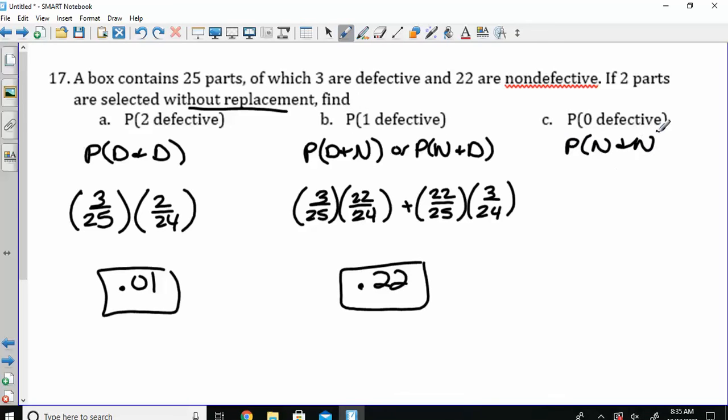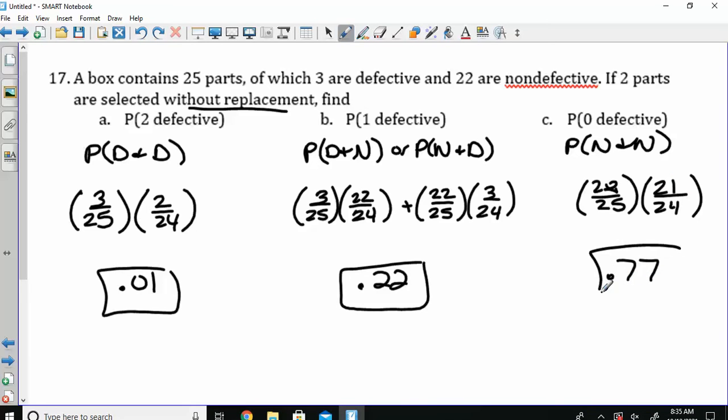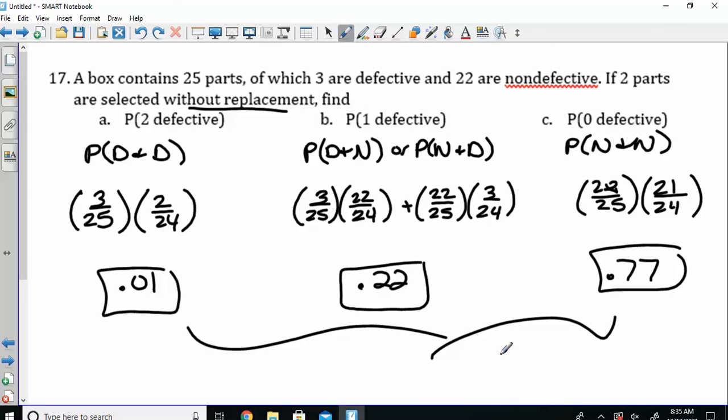Yep. Okay, probability of none defective. So that's non-defective and non-defective. So the first one, there are 22 non-defective out of the 25 total. And if I took out one that's good, now there's only 21 out of the 24. And so that gives me 0.77.